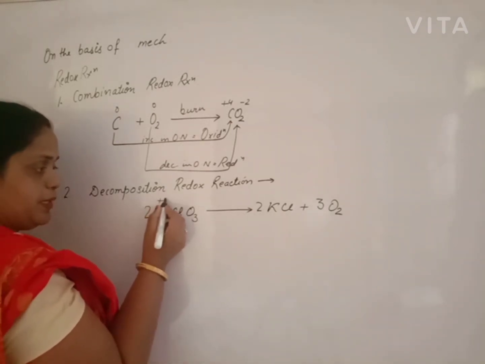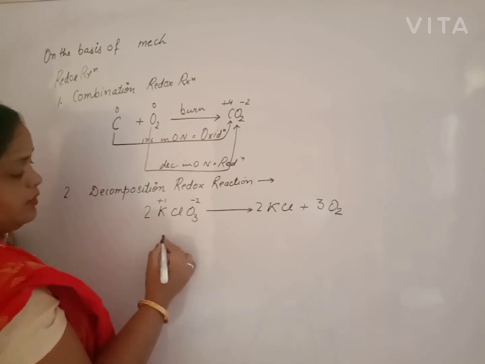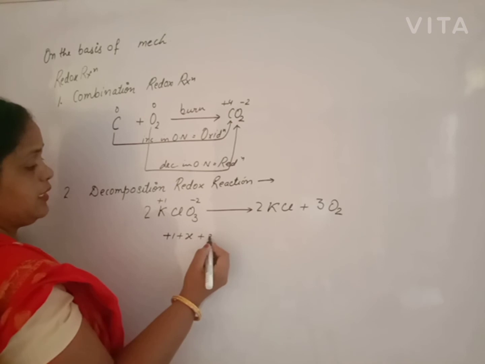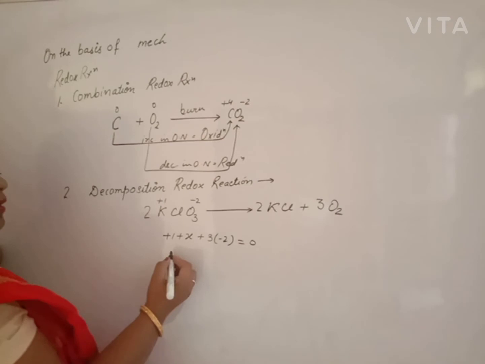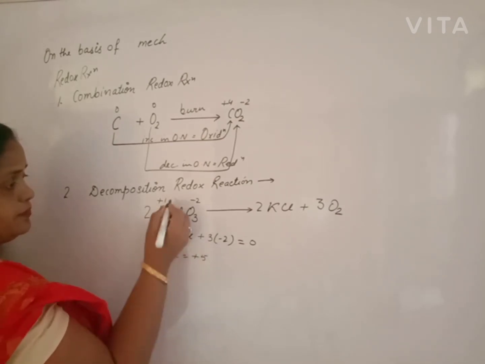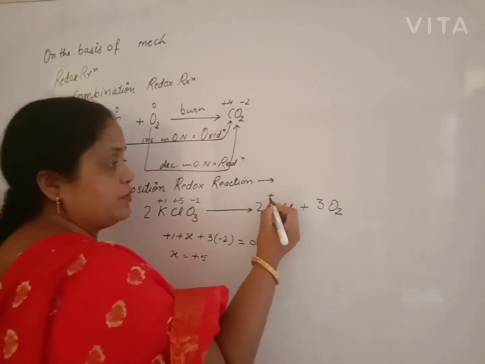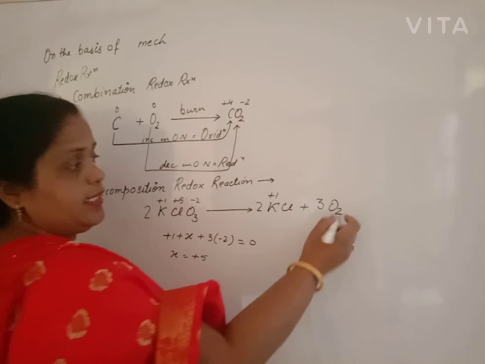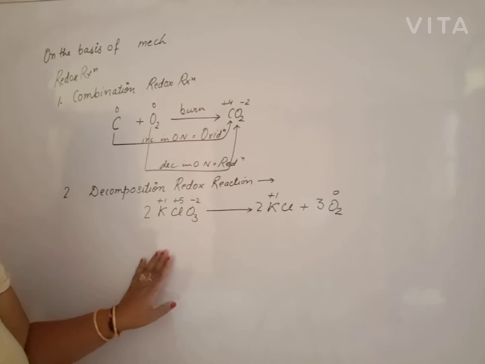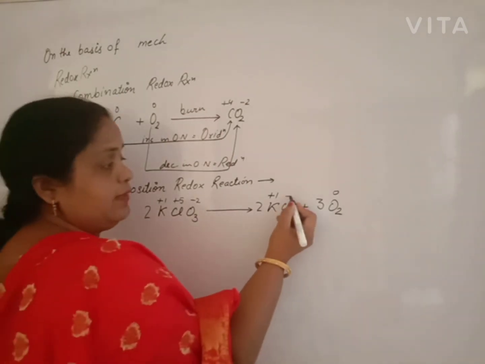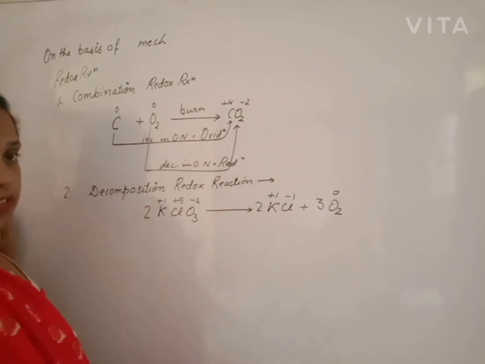Oxidation number of potassium is +1, oxygen is -2. Calculate oxidation number of chlorine: +1 plus X plus 3 into -2. It is a neutral compound, so 0. Beta, X will be +5. Potassium, a group 1 element, always has +1 oxidation state. Oxygen in pure state is 0. Then chlorine, beta, it will be -1. +1 to +1 never changed.